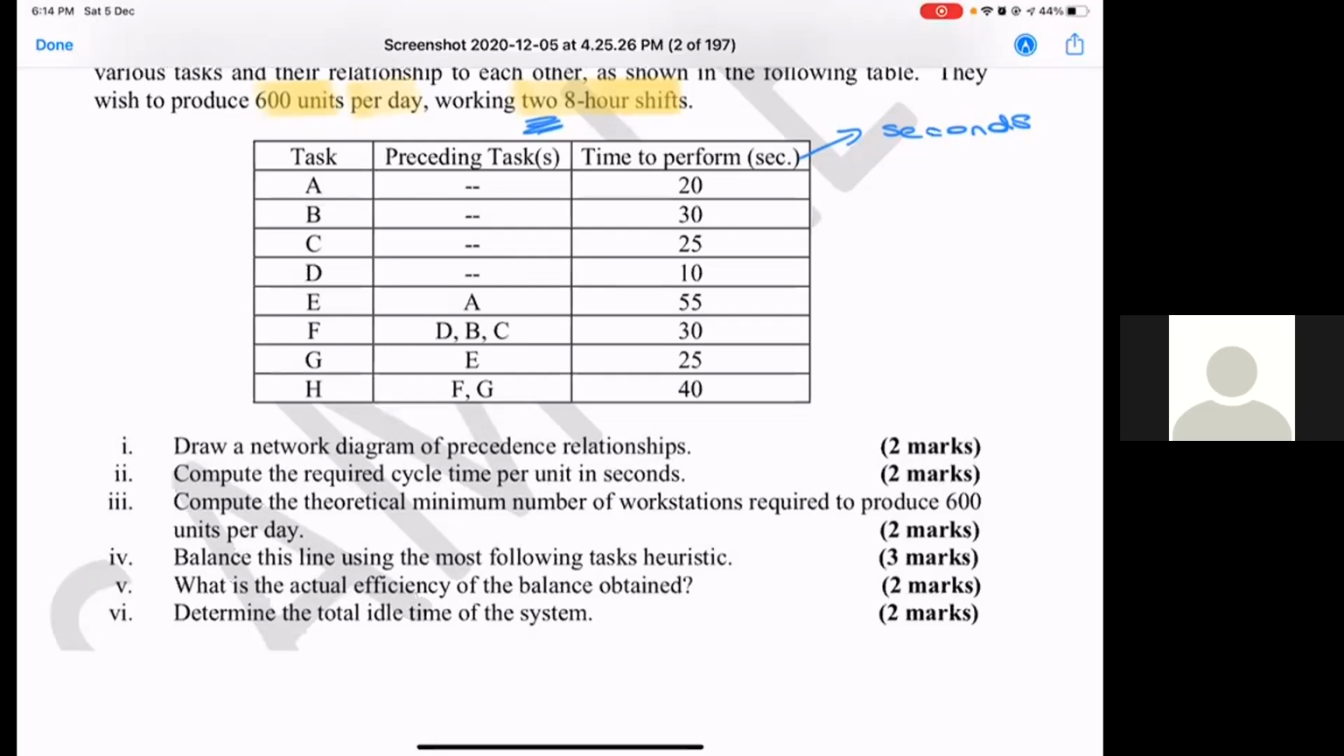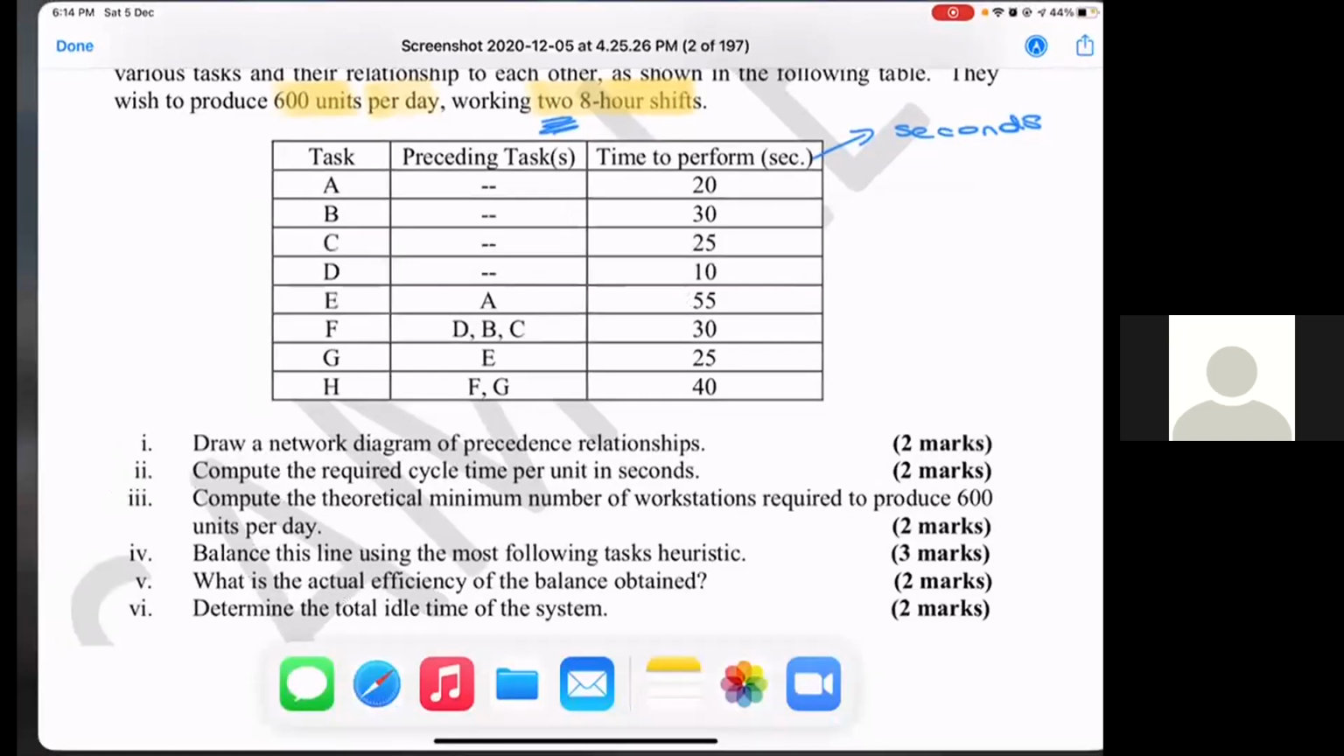All right, so part two. We're required to calculate the cycle time. Anybody want to tell me how we calculate cycle time, please? That would be the production time over the units required to produce. Thank you so much.